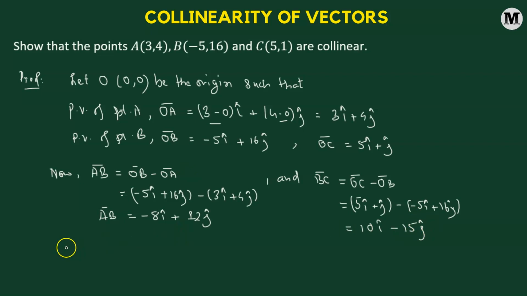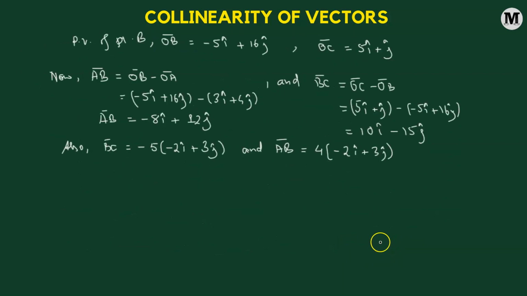Now what we can do is rewrite it. Here we can express the BC vector by taking negative 5 as the common factor. So we have negative 5 multiplied by (negative 2i cap plus 3j cap). This is the BC vector, and we can also rewrite the AB vector by taking 4 as the common factor. So we have 4 times (negative 2i cap plus 3j cap).